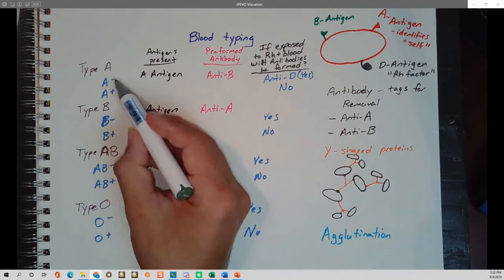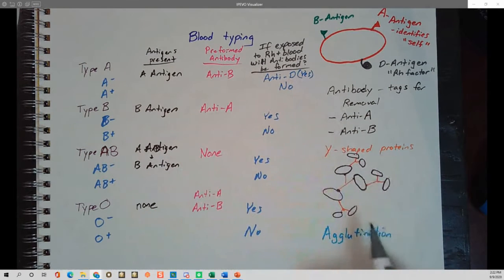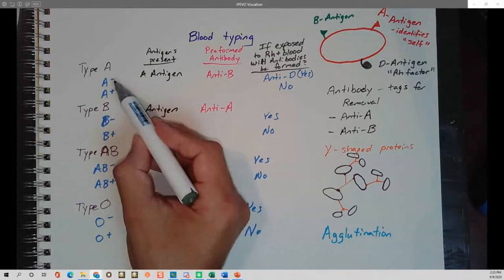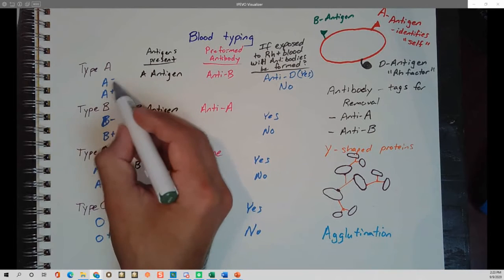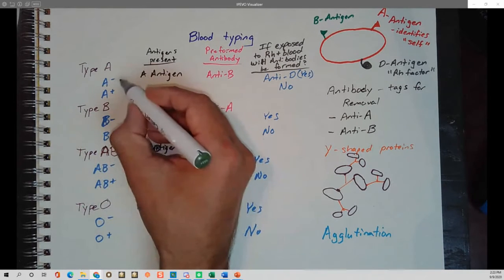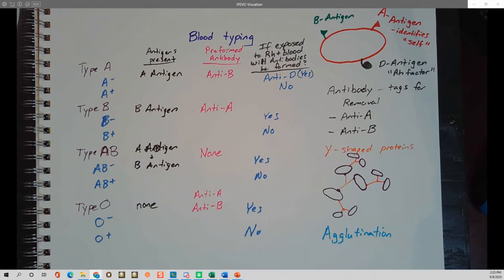The first time you're exposed to that A positive blood, it won't kill you. But now you have the anti-D built up in your body. So the second time you're exposed to that blood type, agglutination. Let's go the other way. What if you're an A positive blood? Can you receive blood from the A negative? Yes. You have the D antigen. The A negative blood does not. So that A negative blood enters your blood, and you're going to go, everything looks kosher.